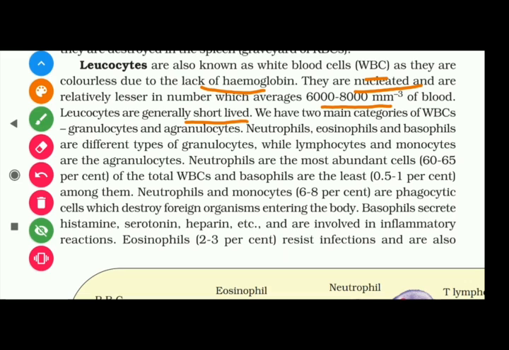We have two main categories of the WBCs. First, the granulocyte, and another is the agranulocyte. See what is granulocyte and agranulocyte. Neutrophils, eosinophils, and basophils are different types of granulocytes. Understand? Neutrophils, eosinophils, and basophils. Three types are the granulocytes, while lymphocytes and monocytes are the agranulocytes.